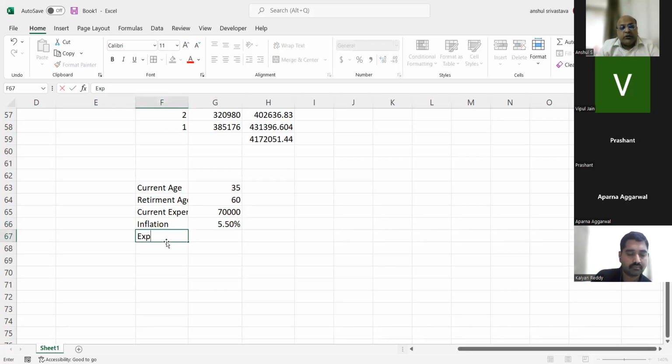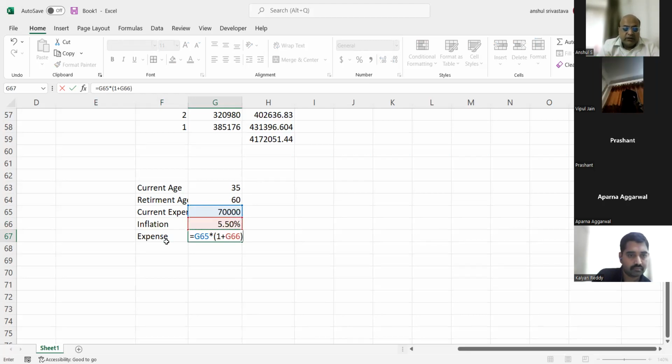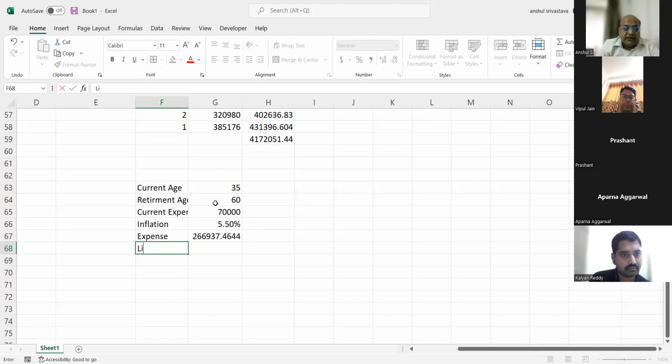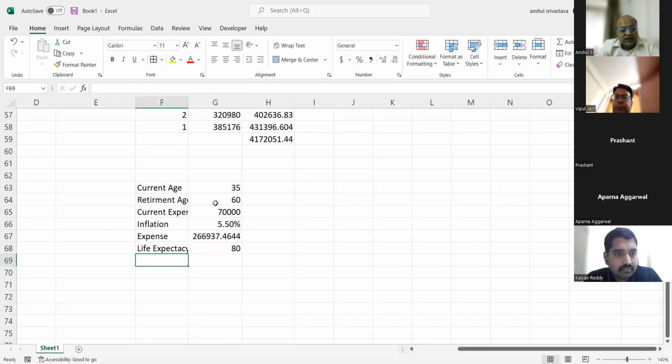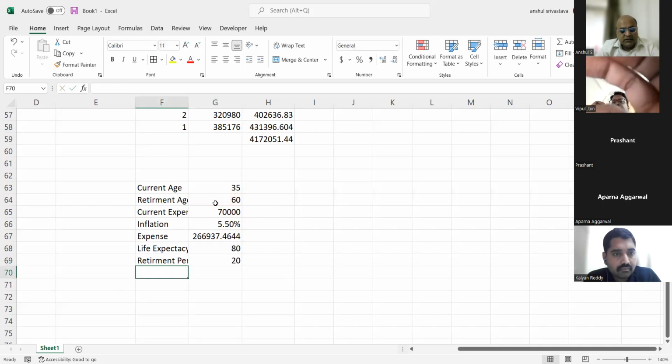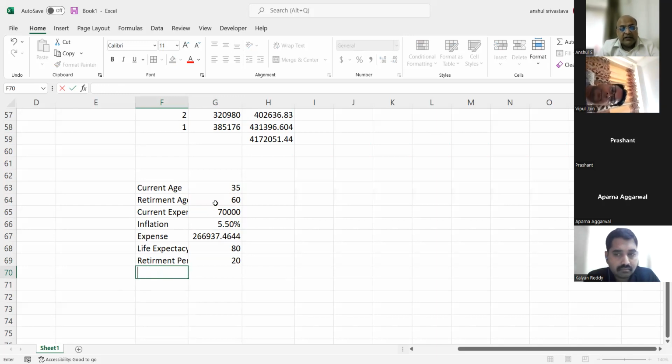Now, expense at retirement would be this into 1 plus 5.5% to the power 60 minus 35. And life expectancy, let's take a life expectancy of 80 years. So what would the retirement period be? Retirement period would be 80 minus 60, 20 years. Corpus required would be, now see, what expected return should we assume after retirement?